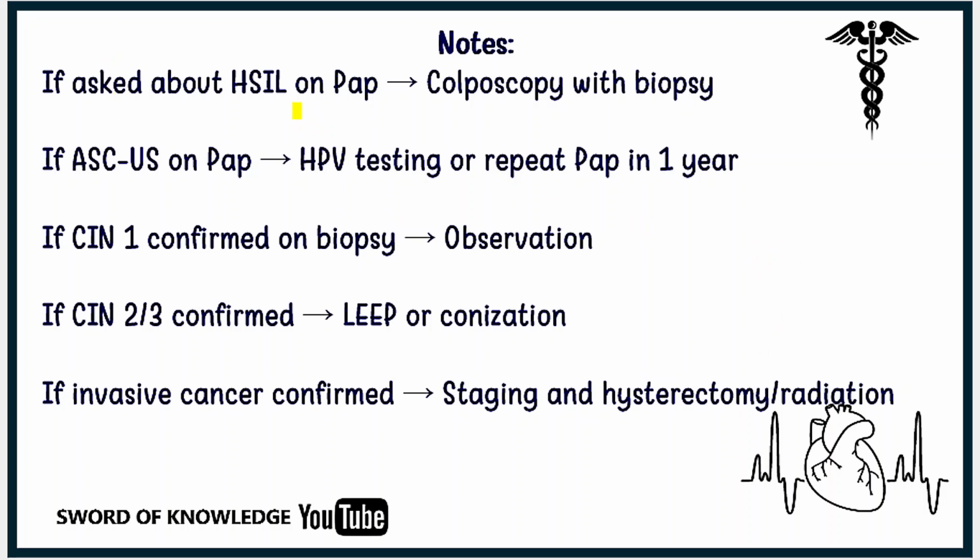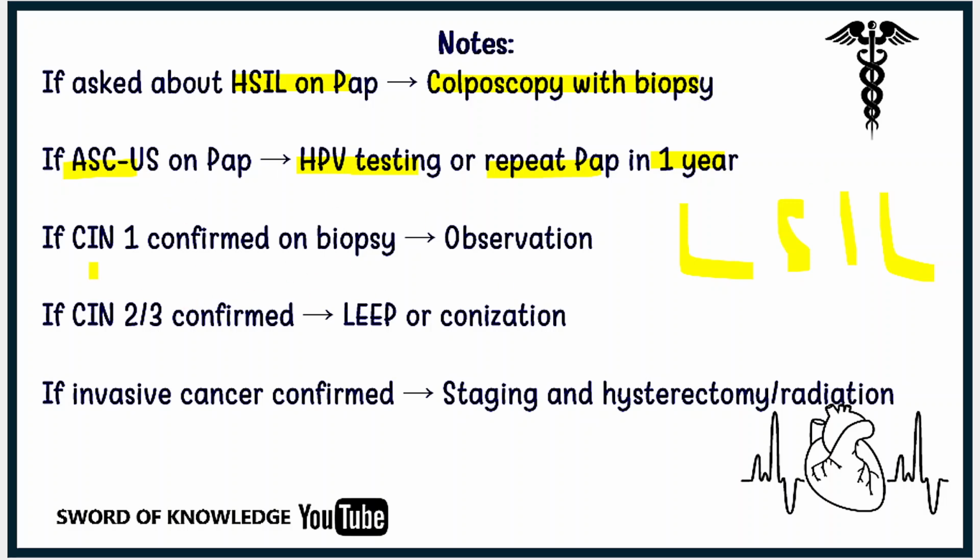Okay. So lastly, I'm going to share some pearls with you that will help you in future MCQs. If they ask about HSIL on the pap smear, the answer would be colposcopy with biopsy. If they say the patient has atypical squamous cells of undetermined significance, which is equal to LSIL, remember that. Note, LSIL, also known as ASCUS, on the pap smear, then we do HPV testing or repeat the pap smear in 6 months or 1 year, depending on the condition of the patient.